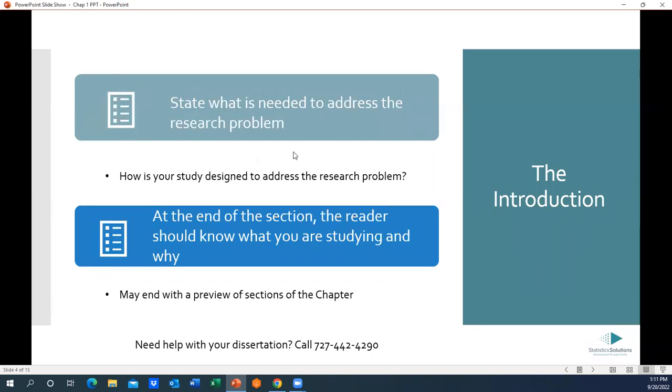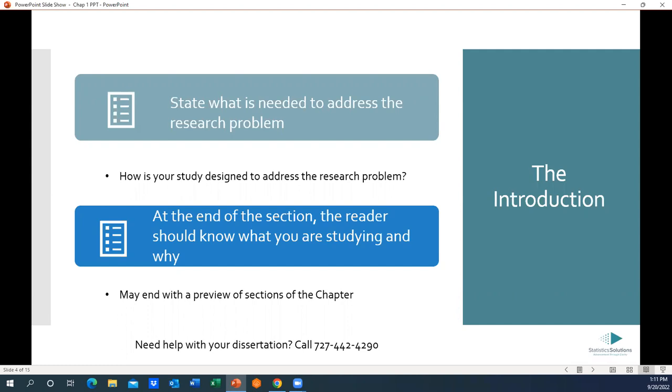State what is needed to address the research problem, right? State specifically how your study is designed to address the research problem. So at the end of the section, and it's not long, maybe a page, the reader should know what you're studying and why, what your topic is and why you're going to be studying it. In other words, what the research problem is, why we need more research on this topic, or a different kind of research, or the specific angle you're taking.